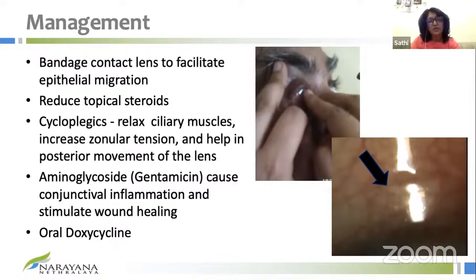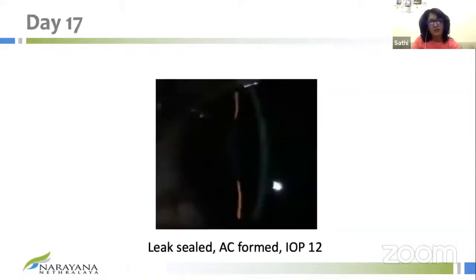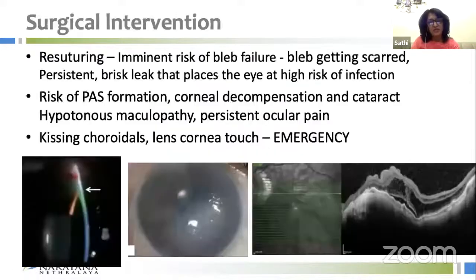You reduce topical steroids so that there is some amount of inflammation and you want the leak to heal. You can give cycloplegics, which will help in posterior movement of the lens and formation of the chamber. You can also give drops like gentamicin, which cause some amount of conjunctival inflammation and stimulate wound healing. Oral doxycycline is also useful. Now, by day 17, with all these measures, the leak had sealed, the anterior chamber had formed, and the intraocular pressure had come back to 12 millimeters of mercury.